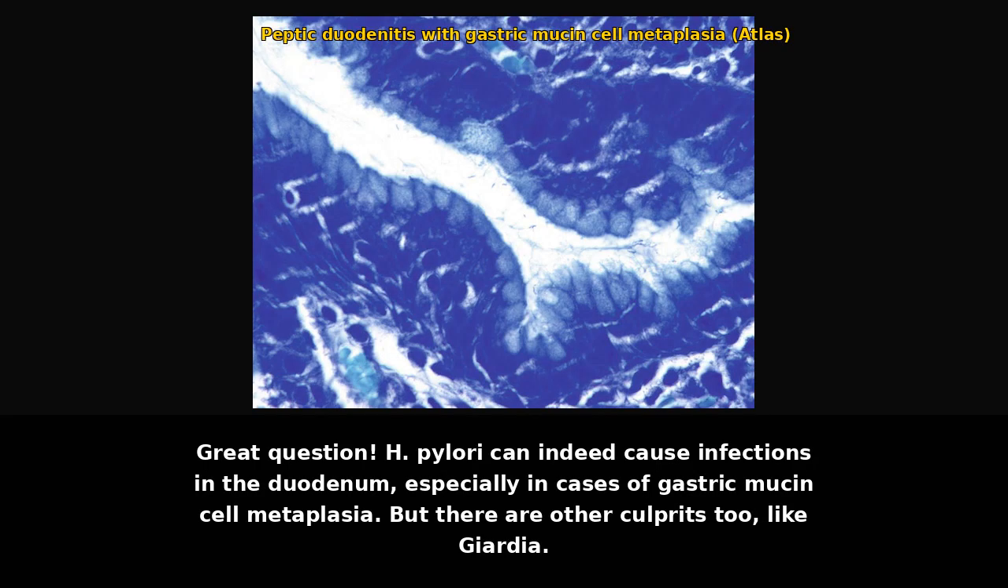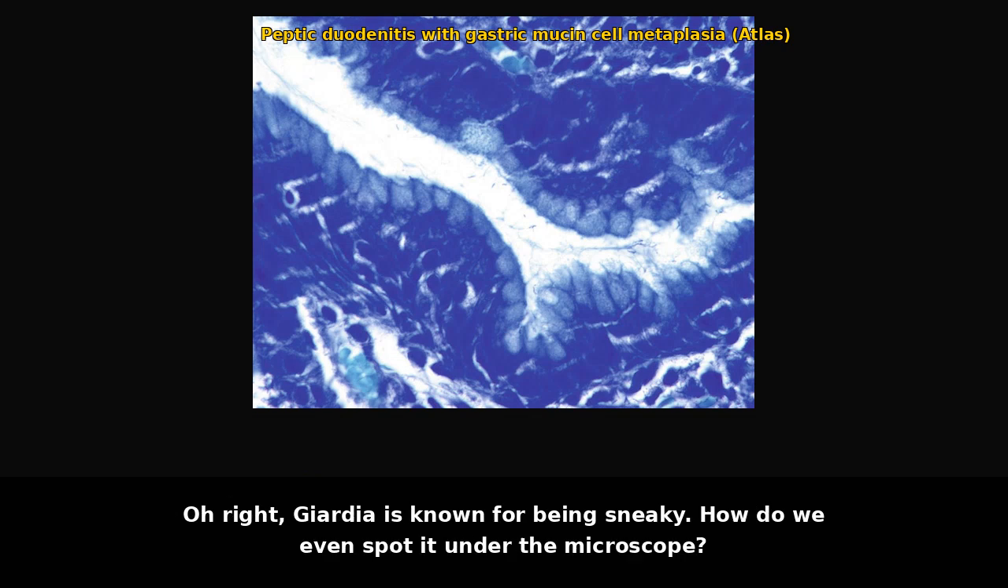Great question. H. pylori can indeed cause infections in the duodenum, especially in cases of gastric mucin cell metaplasia. But there are other culprits too, like Giardia.